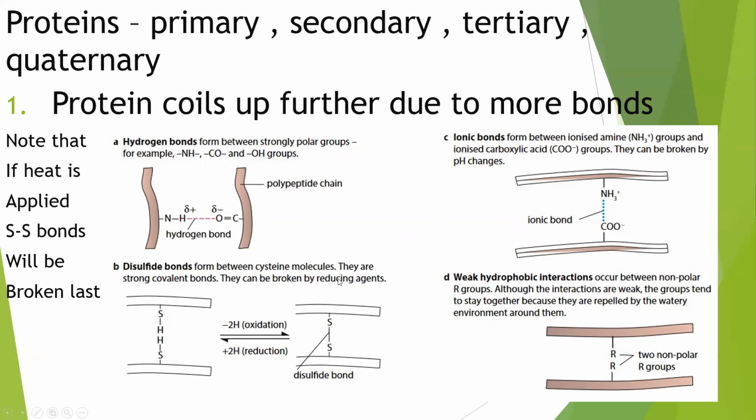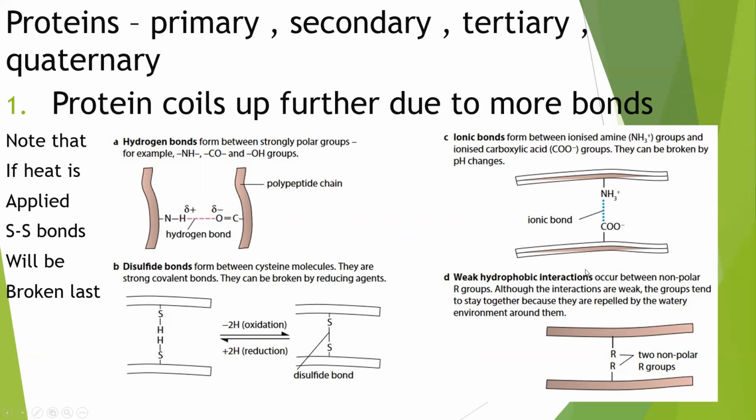So disulfide bonds form between these cysteine molecules. Cysteine is an amino acid which has this SH group as a side chain. So it loses hydrogen and then it'll form a really strong covalent bond between the two sulfur atoms. So ionic bonds, so basically we know that amino acids have this NH3 or COOH groups, right? So they can be ionized to form NH3+ and COO-, and then they'll form an ionic bond.